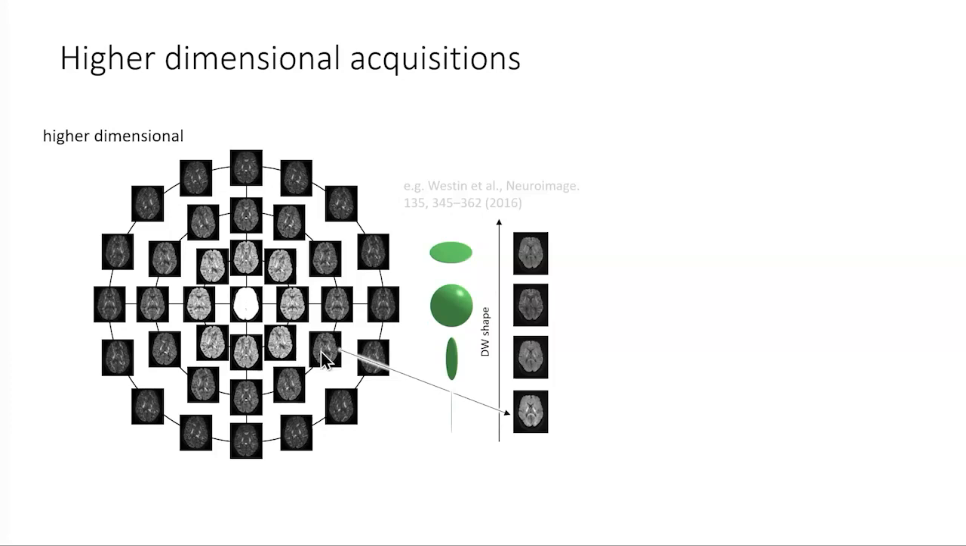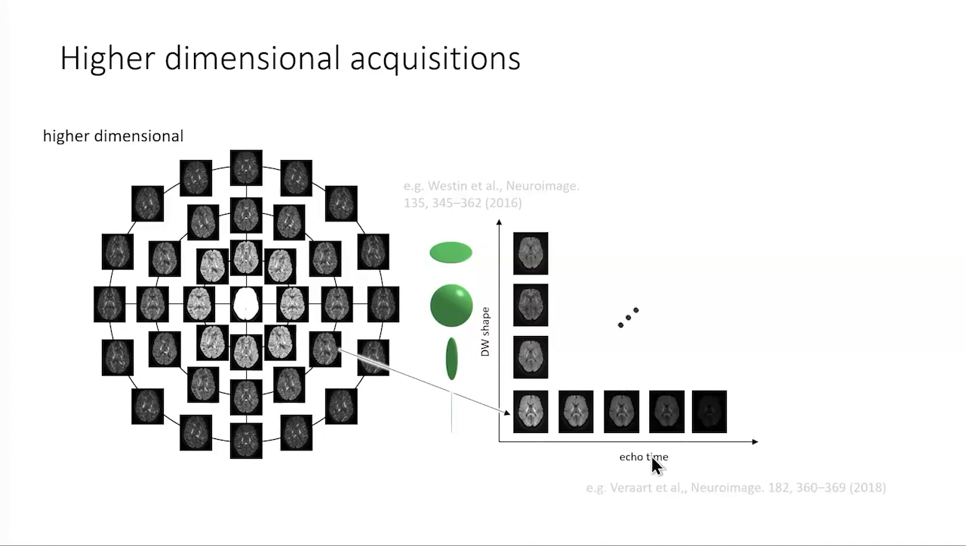We just add an additional dimension, for example for the B-tensor shape, whereby we acquire images which are sensitive not only to diffusion along a specific direction, like you have in linear tensor encoding, but also within a specific plane with planar tensor encoding, or regardless of orientation, like in spherical tensor encoding. And now we can also add another dimension with echo time dependence, like Philip has already showed you in great length.